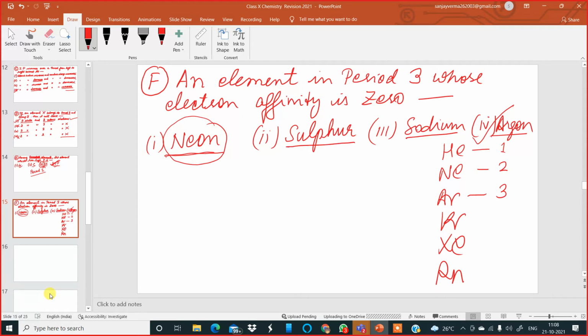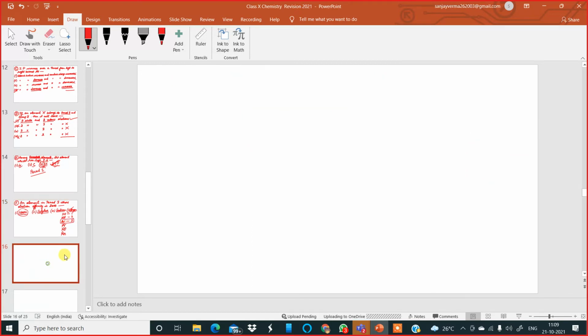Are you getting it? So this type of question is pretty tricky. You have to work out the answers very carefully. Is that clear? So our answer is argon because it belongs to period 3. That was number F. Now we move to the next, that is G.